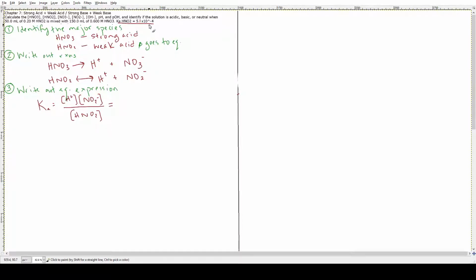Now I need to plug in my Ka because it's given, so I might as well include it so I don't forget about it: 5.1 times 10 to the negative 4. Great. I'll set that aside for later. Now the next step usually is to do a dilution, but you have to make sure there's a dilution actually happening. So look up here. Do you have two different substances mixed together? Are the concentrations changed because of them being mixed together? Your answer should be yes. So do the dilution.